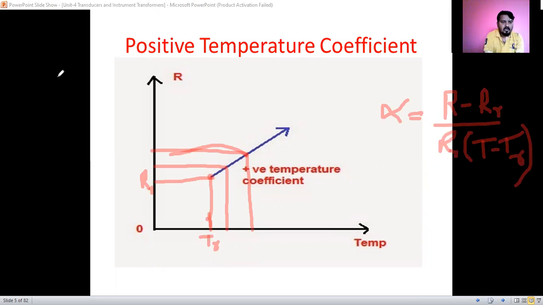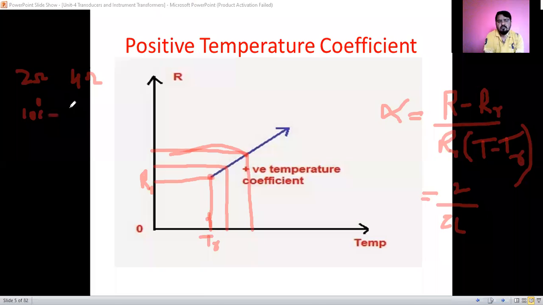I will consider the initial resistance was 2 ohm and the final resistance was 4 ohm. Then what is R minus R reference? 4 minus 2, that is 2 ohm, into R reference, which is 2 only. Here T, I will consider initial 10 degrees Celsius and final 14 degrees Celsius. What is 14 minus 10? 4. So 2 divided by 8, how much is it?